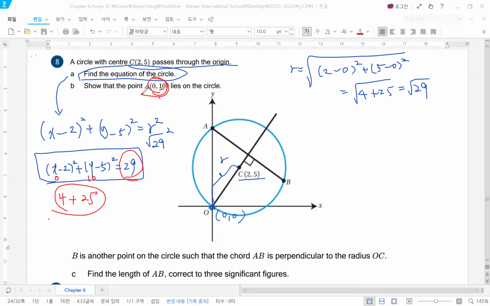Then this point A, guys, which axis is it on? (0, 10), guys, the value of x is 0. Is it on the x-axis or y-axis? Y-axis. So this one, (0, 10). Okay, and then B is another point on the circle such that chord AB is perpendicular to the radius OC.